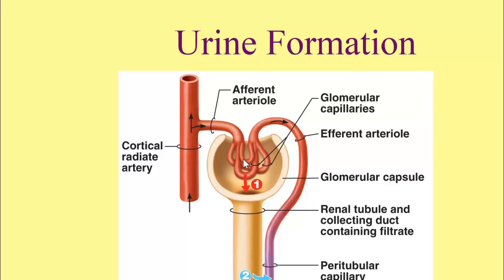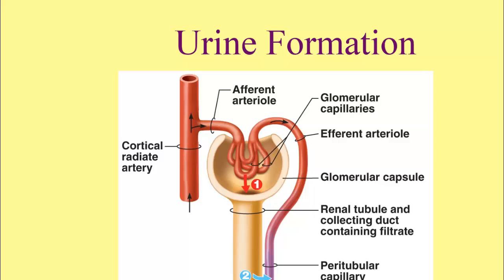So filtration is always from the glomerulus to the Bowman's capsule. This is the first part of the nephron. So that's a one-way flow. Glomerulus to the Bowman's capsule. It's not selective. Just anything that's in that plasma gets squeezed out. So our sodium, our glucose, amino acids that we need to keep gets filtered out, and it enters Bowman's capsule.